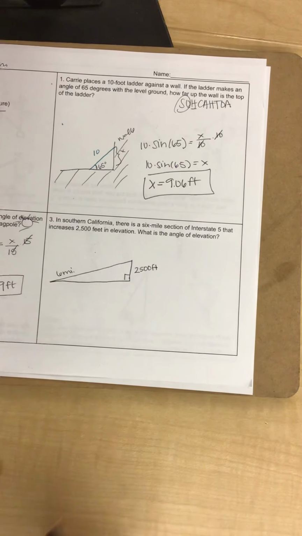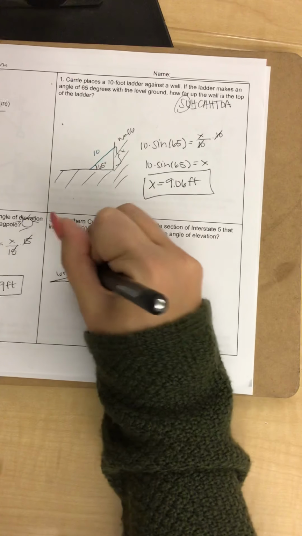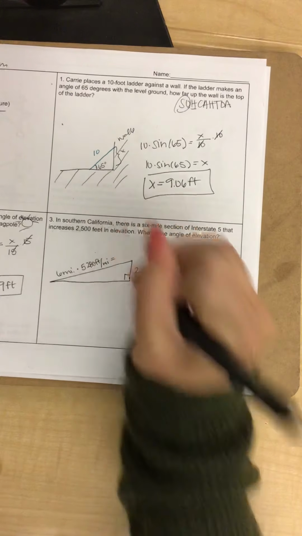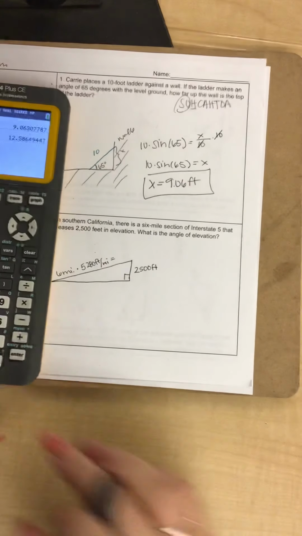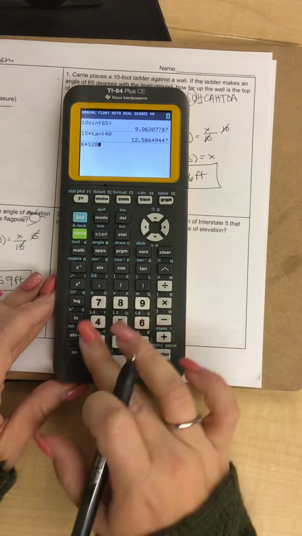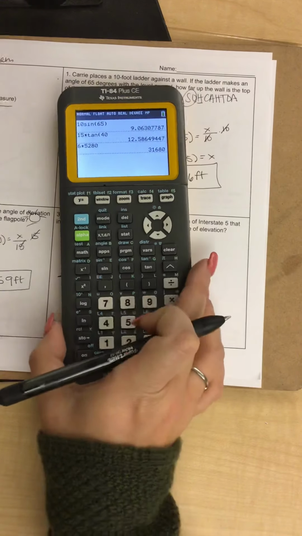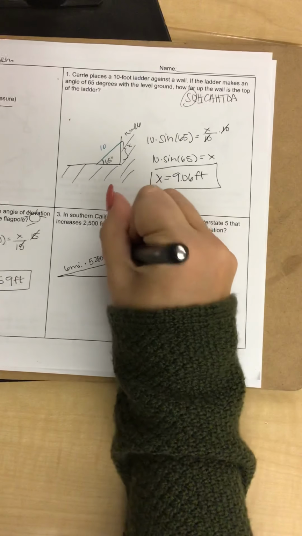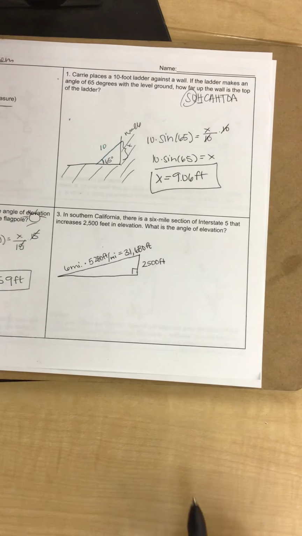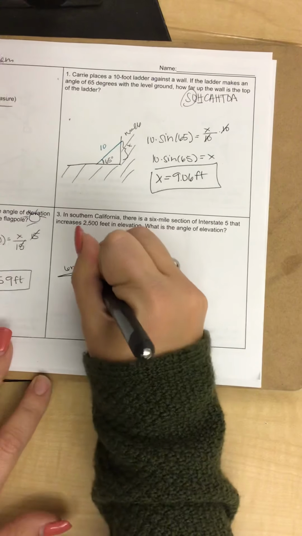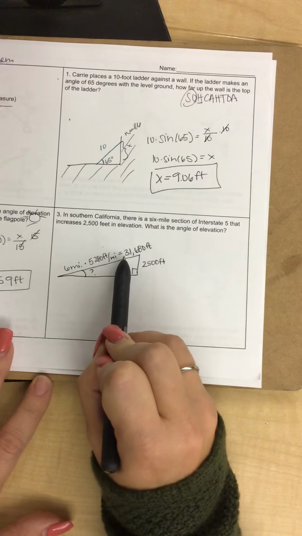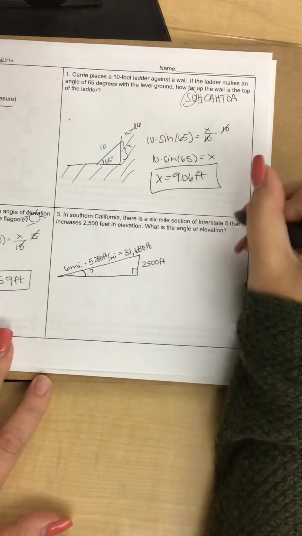Now you could look it up, or I could just tell you there's 5,280 feet in a mile. So if you multiply that, so 6 times 5280, that's 31,000, sorry, 680 feet. Okay. And they want to know the angle of elevation. Basically, how much is this going up? Okay. So we have opposite and hypotenuse. Okay. So that's SOHCAHTOA.